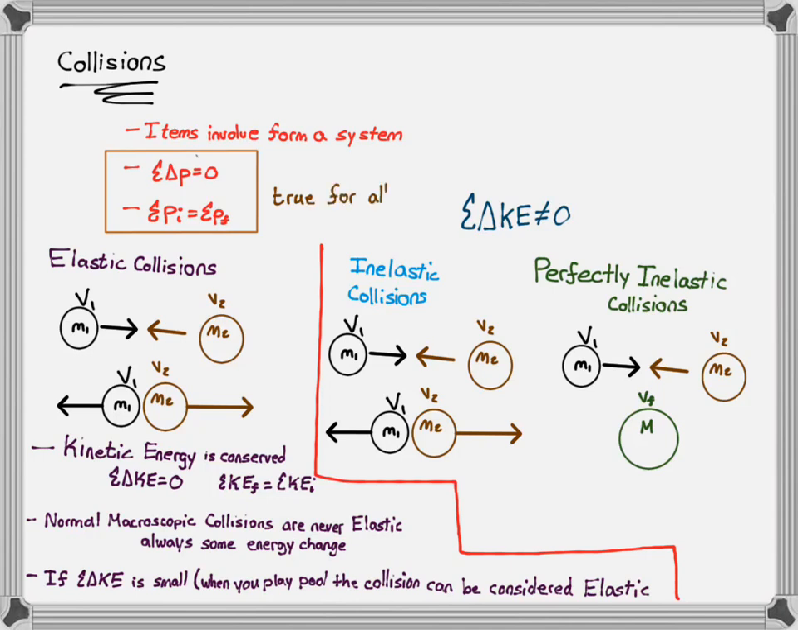Now, keep in mind, for elastic, inelastic, or perfectly inelastic collisions, if you take into account all the objects that are colliding, the total change in momentum has to equal zero, meaning the momentum you started off with has to equal the total momentum you end with. This is true for any type of collision. What happens to the kinetic energy can vary depending on the collision. So now we'll go on and look at some examples.